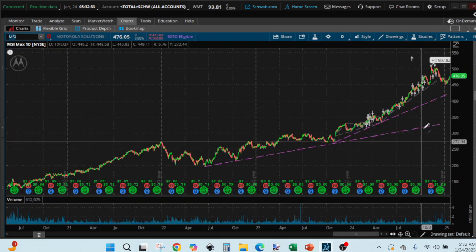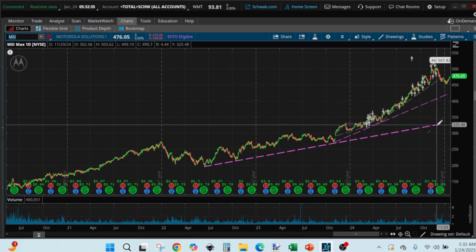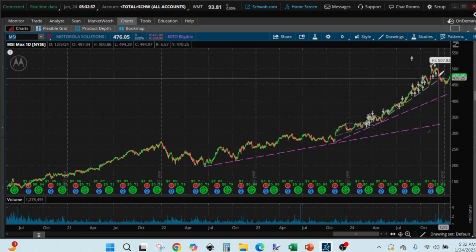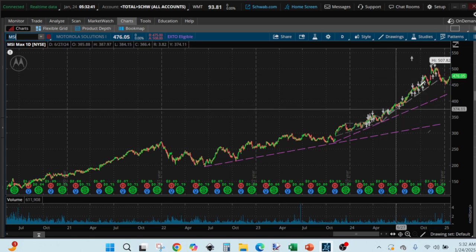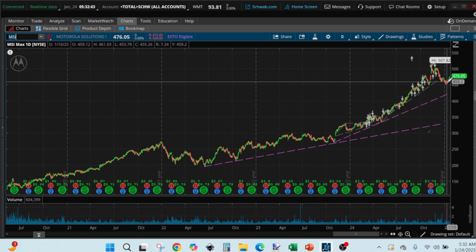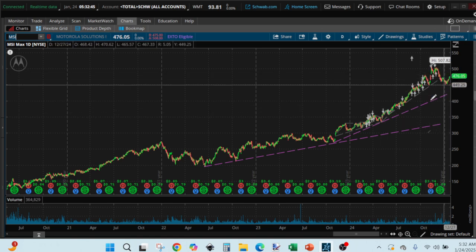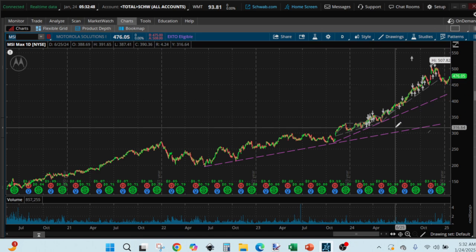MSI, we like to buy it at either one of those trend lines, but we bought it on one wall of the mountain going up. It pulled back and started going up there. But again, we can just keep observing what it's doing.